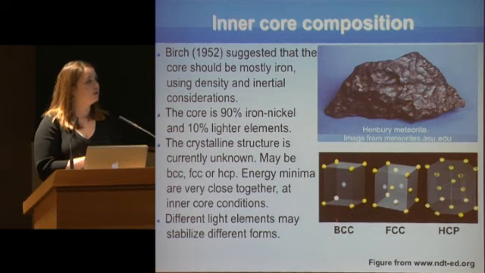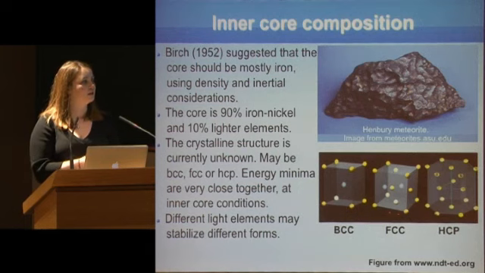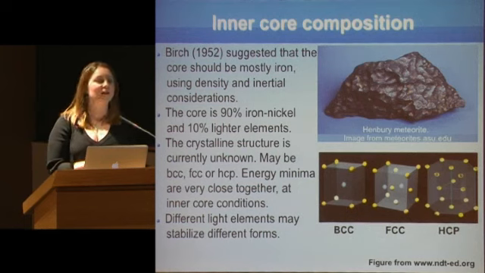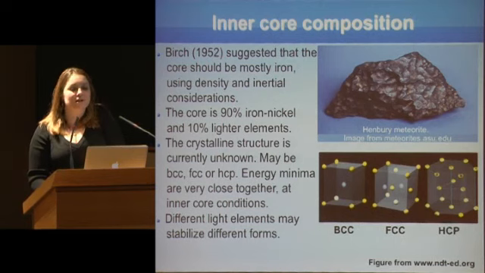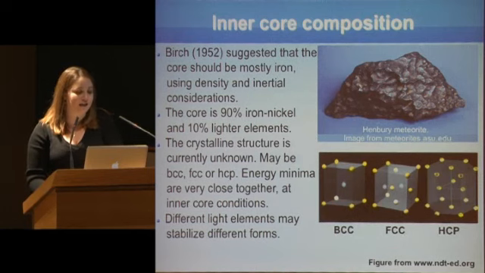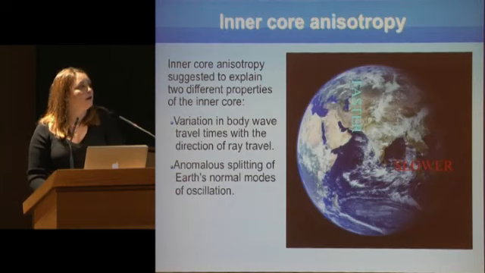Whether we have a body-centred cubic structure, a face-centred cubic structure, or a hexagonally close-packed structure is something which, as seismologists, we can't yet tell you. And when we consider the question of light elements, the problem of which crystalline structure we prefer becomes even more complicated. If we don't know a great deal about the composition of the inner core, it also has another unusual property, and this is inner core anisotropy.